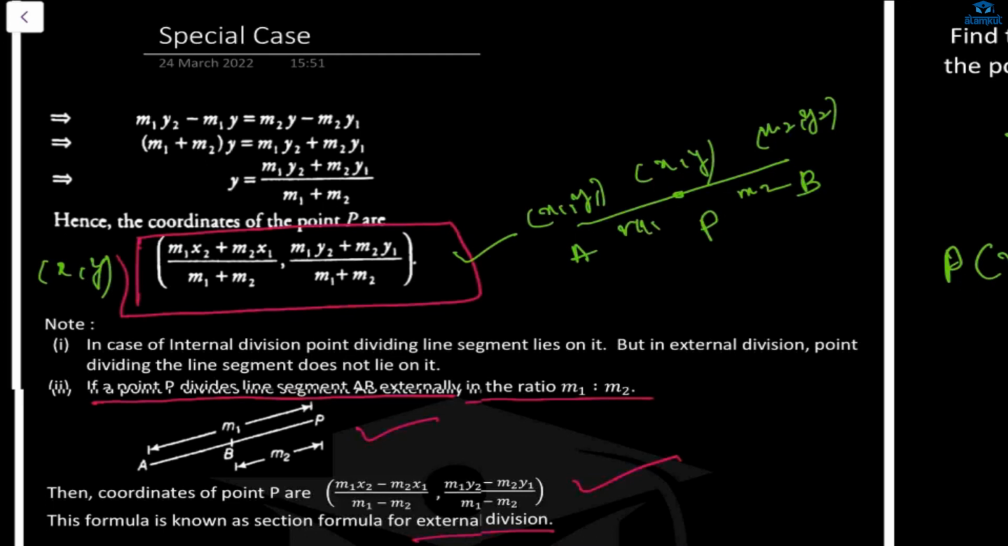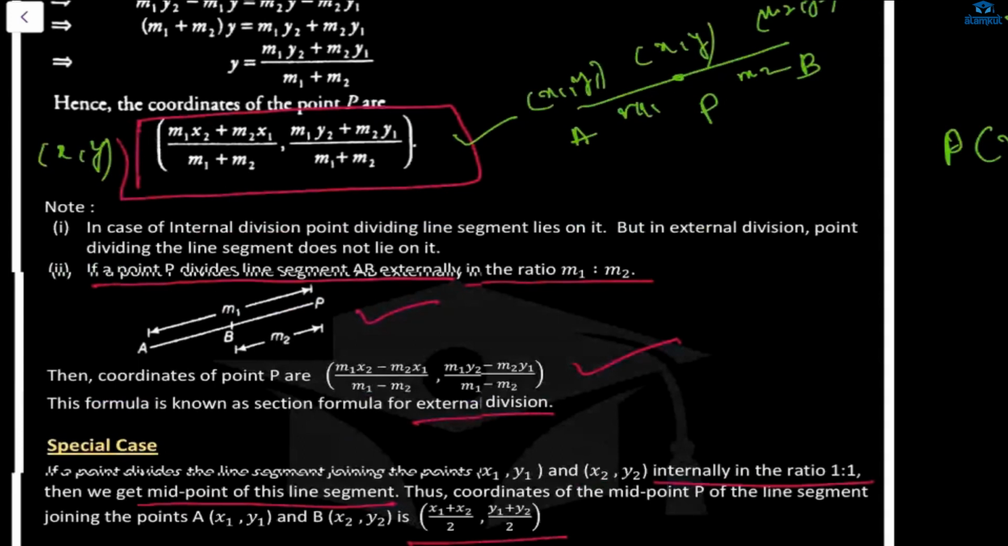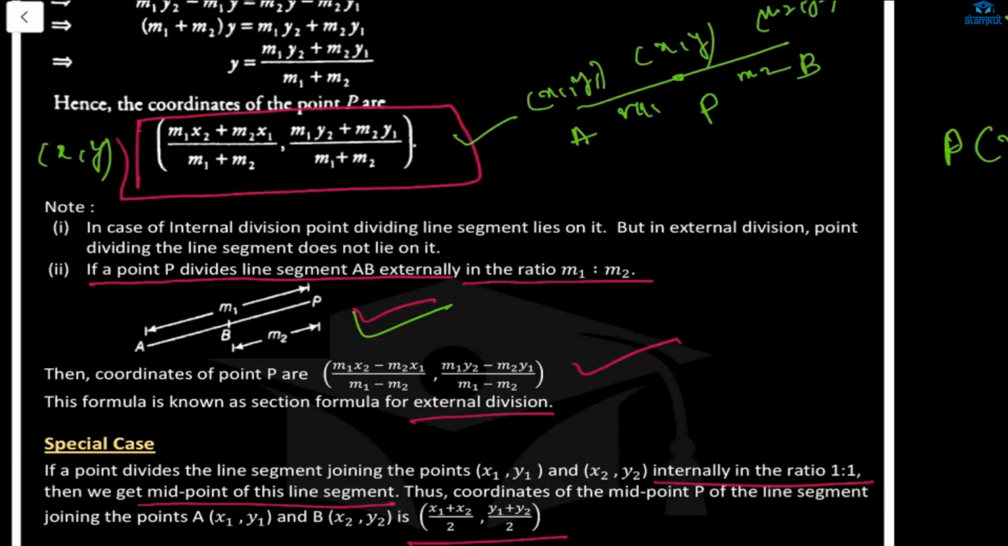Understood? Now, I was telling that the point is dividing the line segment internally. Now, the case will also be there when the point is going to divide the line segment externally. You see here that A, B, and P is outside this line segment AB. Then the plus sign will be changed into a minus sign. Everything remains the same, only the plus sign will be converted to a minus sign.